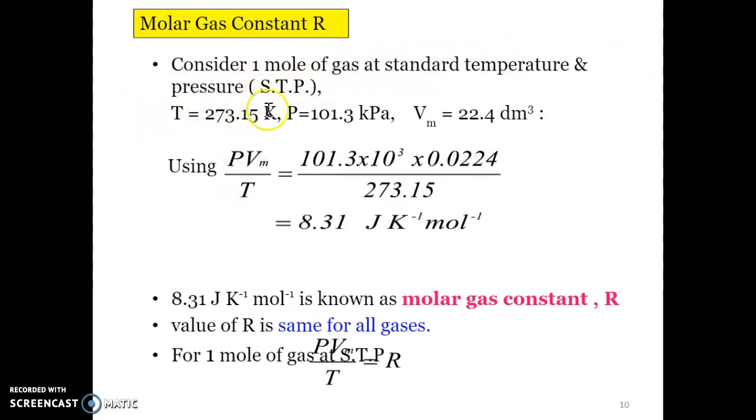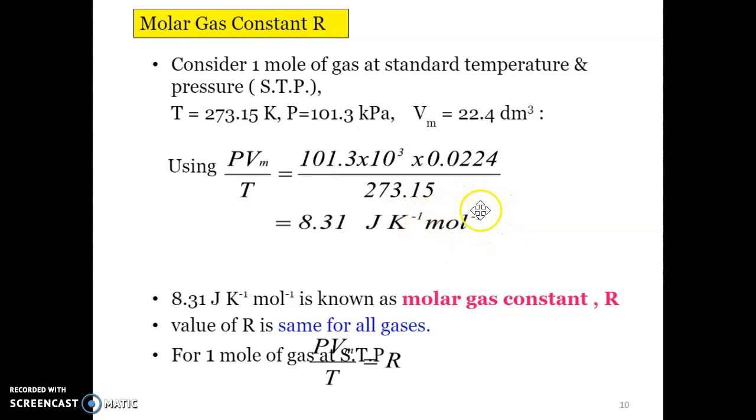You can just Google what the standard condition for STP is. So T must be 0 degrees Celsius, which is equal to 273.15 K. Pressure must be 101.3 kilopascal. Volume must be 22.4 decimeters cube. So substituting all these values, we'll have PV over T as 8.31 for 1 mole of gas.